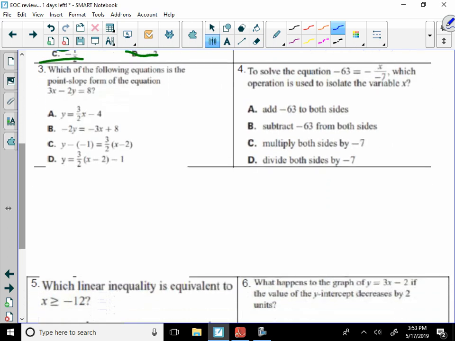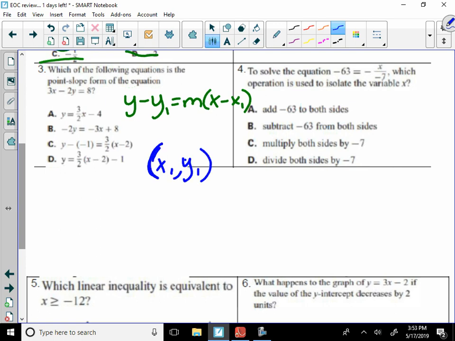Number 3, point slope form. Remember, your textbook does point slope form kind of wonky. Point slope form that's been on the door, if you've been looking at the doors you walk by, point slope form is this: y minus y1 equals m times x minus x1. And the deal is that the ordered pair x1, y1 go in these spots. So it's made up of a point and a slope. And the only one that has the y minus the number is C.